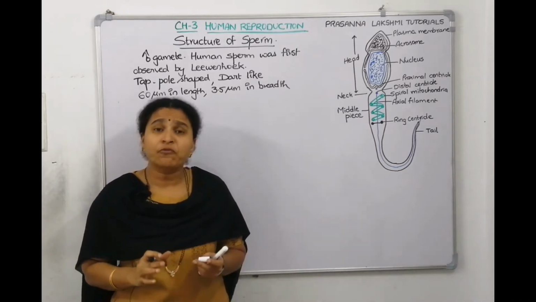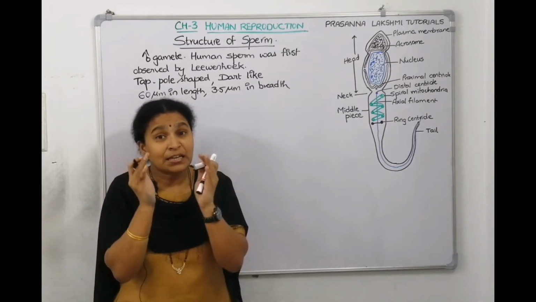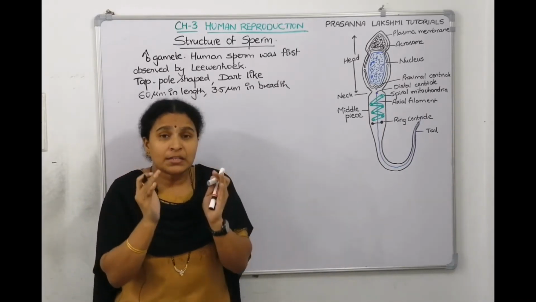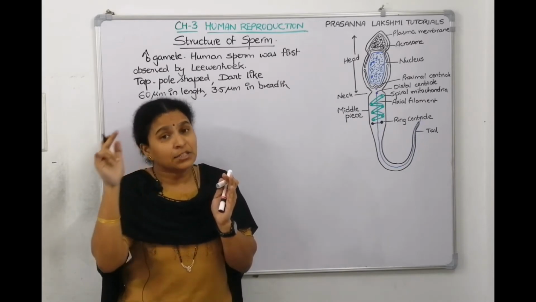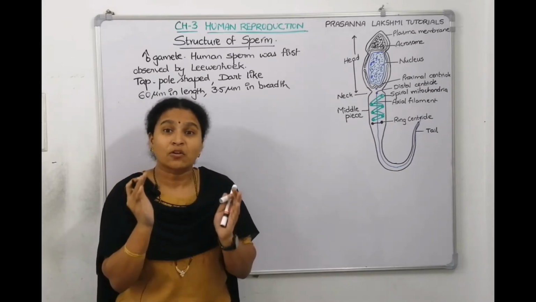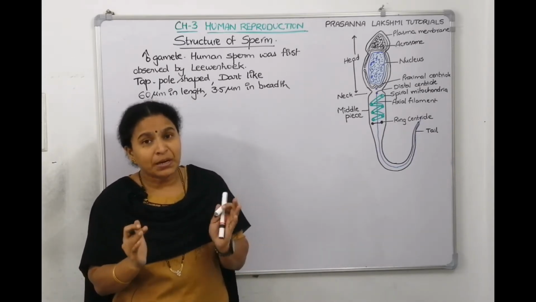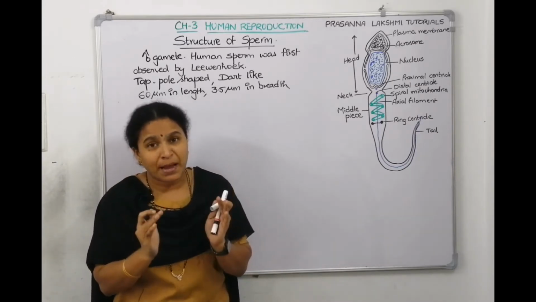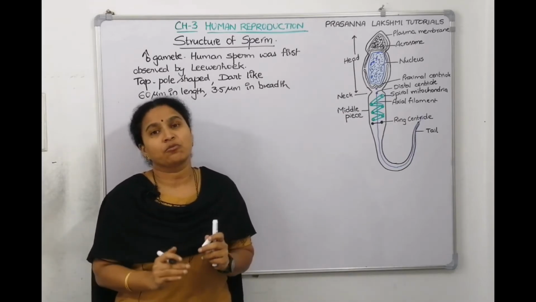And where is sperm formed? Sperm is formed inside the seminiferous tubule. Where is the seminiferous tubule? Inside the testicular lobules. Where are testicular lobules? Inside the male gonad called testis, right? So sperm is produced by the process of spermatogenesis inside the seminiferous tubule.